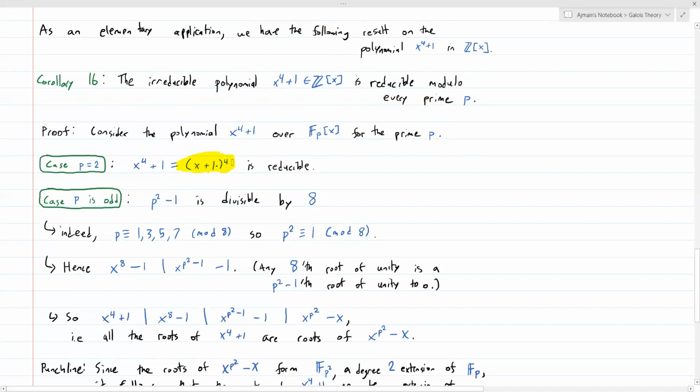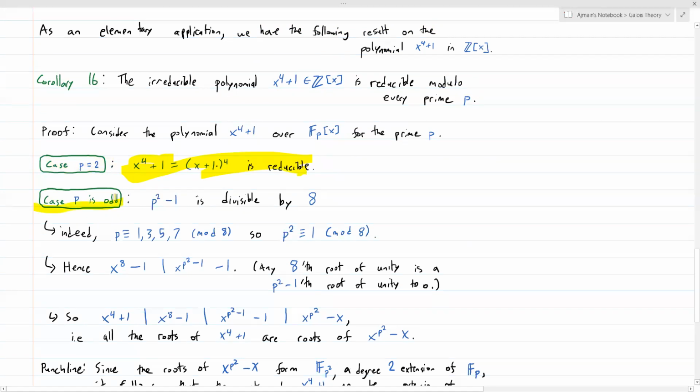So raising to the second power is distributive over addition, only because we're in characteristic 2. So if you do that Frobenius automorphism type thing twice, you're going to get to the fourth power. So in characteristic 2, x plus 1 to the fourth is going to give you x to the fourth plus 1 to the fourth, which is just 1. Okay, so we've shown that in the case p equals 2, this polynomial is reducible.